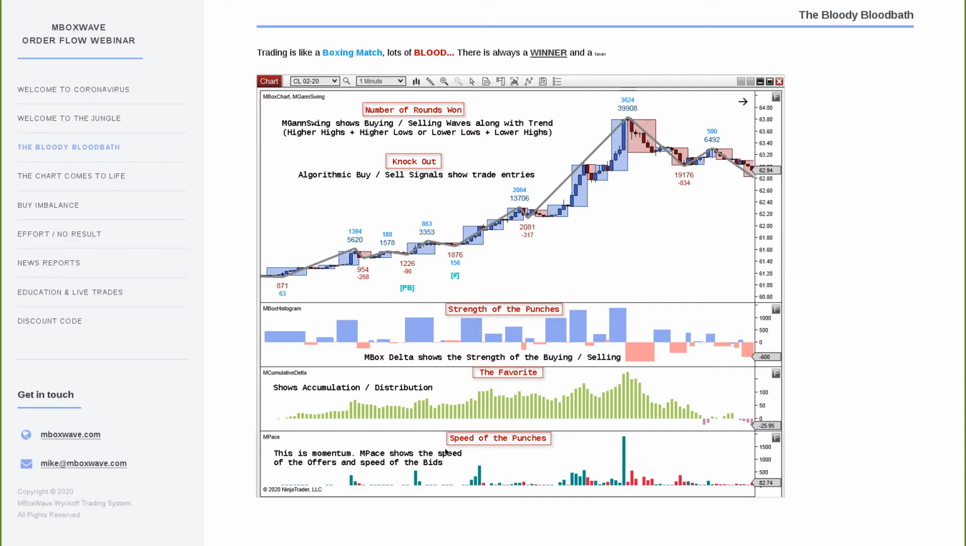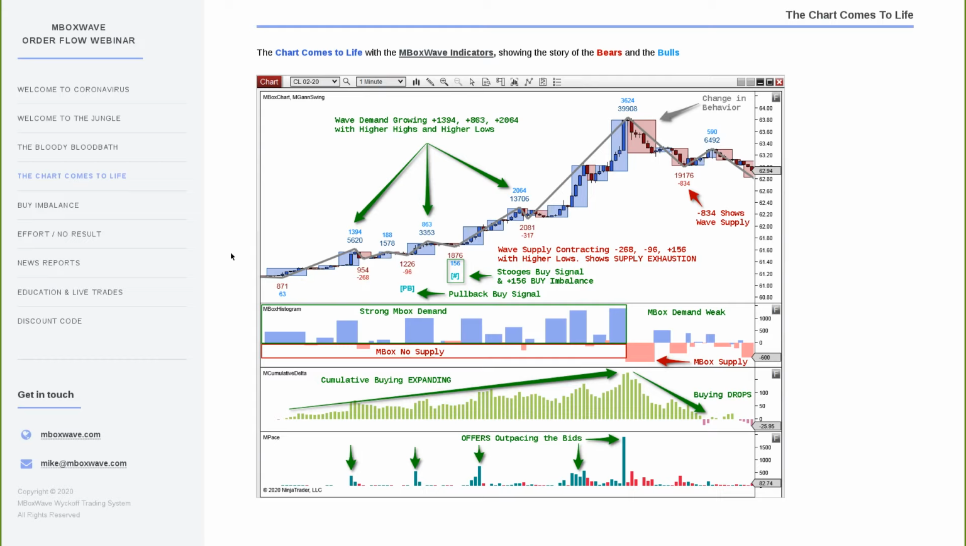You've got the speed of the punches down here, which is the M pace. That's showing momentum. That's showing the speed of the offers and the speed of the bids. So when you've got a lot of buying and you've got momentum with it, it's a good indication price is probably going to rise, right? Then we've got the favorite, which shows the cumulative delta, shows accumulation and distribution, as we can see where we're climbing up here. And then we've got the knockout, which are the algorithmic buy sell signals. And so we've got a pullback here, we've got a Stooges here. So let's see what this chart looks like when it comes to life.